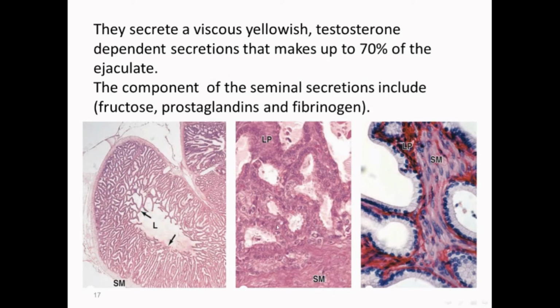The lamina propria also contains elastic fibers and surrounding smooth muscle, consisting of inner circular and outer longitudinal layers. The secretions produced by the seminal vesicle contain fructose, which is important for sperm activity and provides an energy source for the sperm. They also contain prostaglandins that stimulate activity within the female reproductive system, and fibrinogen that coagulates the semen after ejaculation.